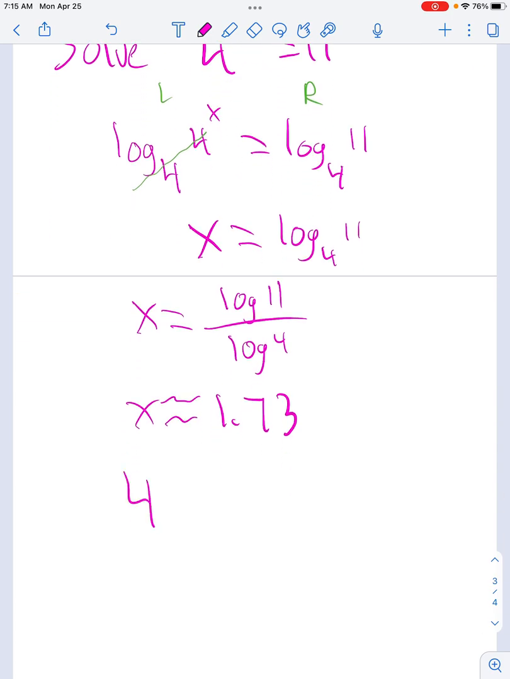So again, if I were to plug that in, 4 to the 1.73 power, that is going to get me really, really close to 11.